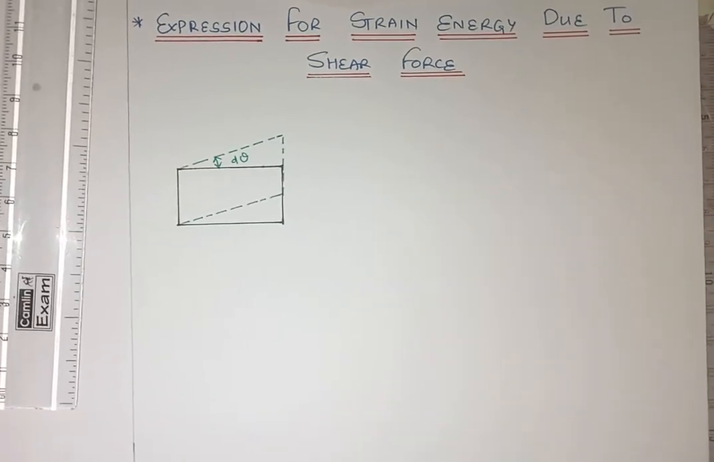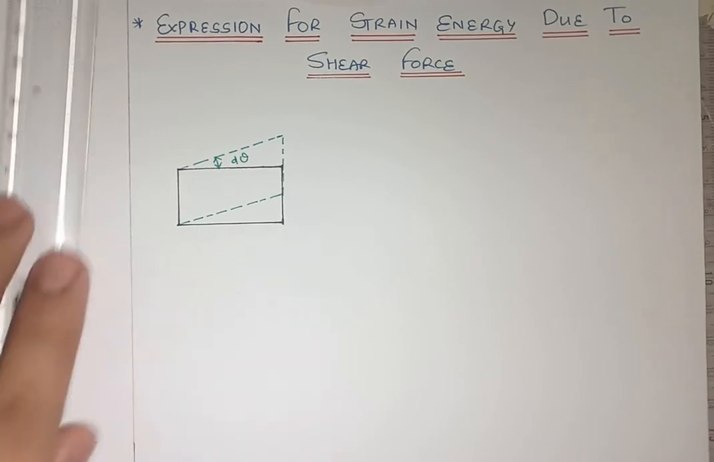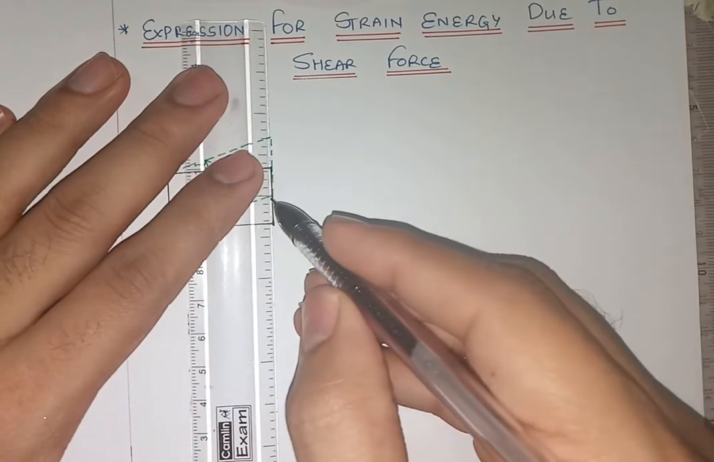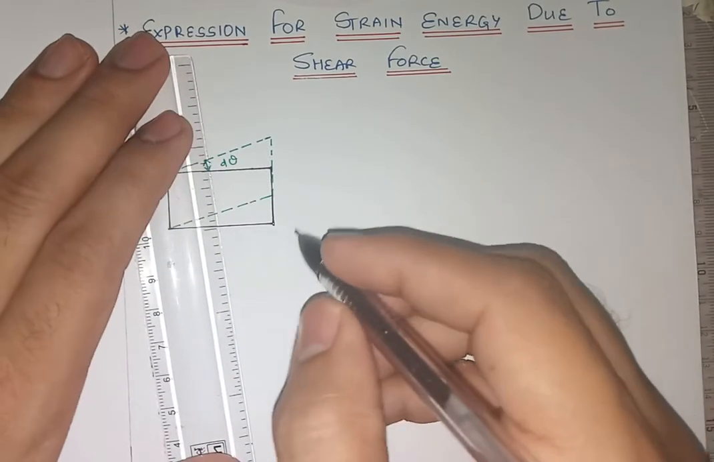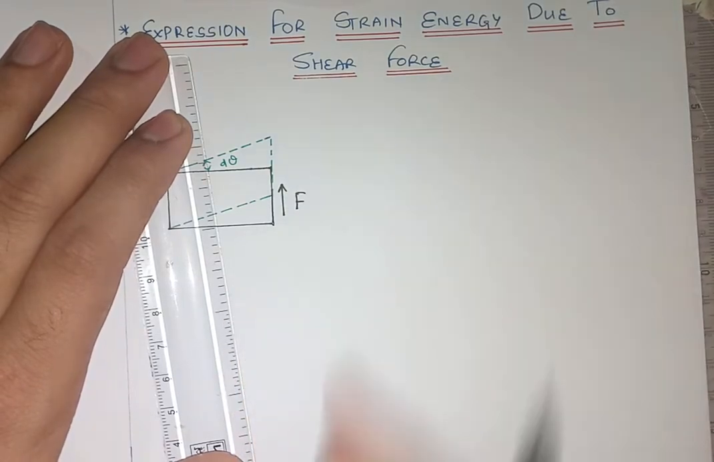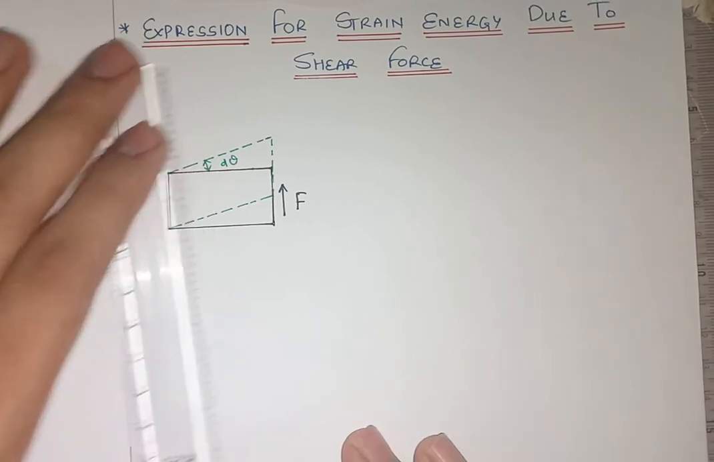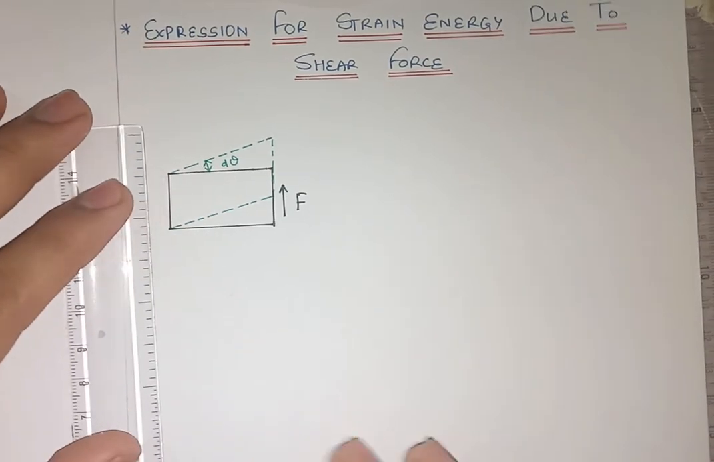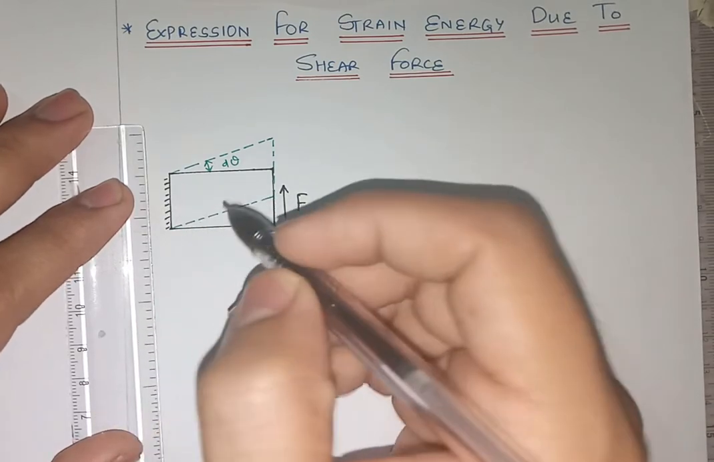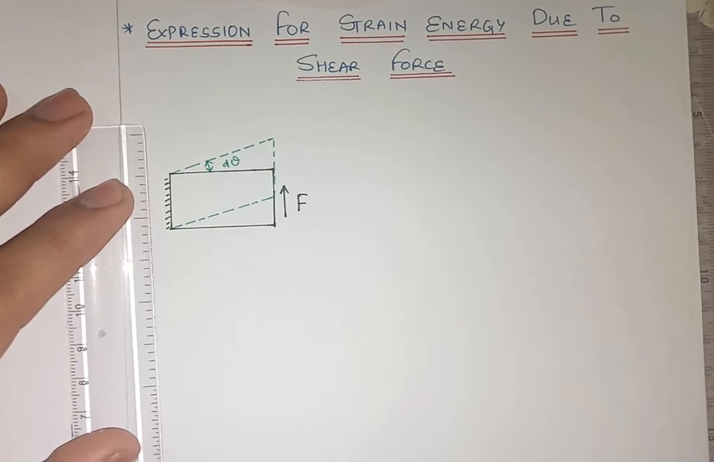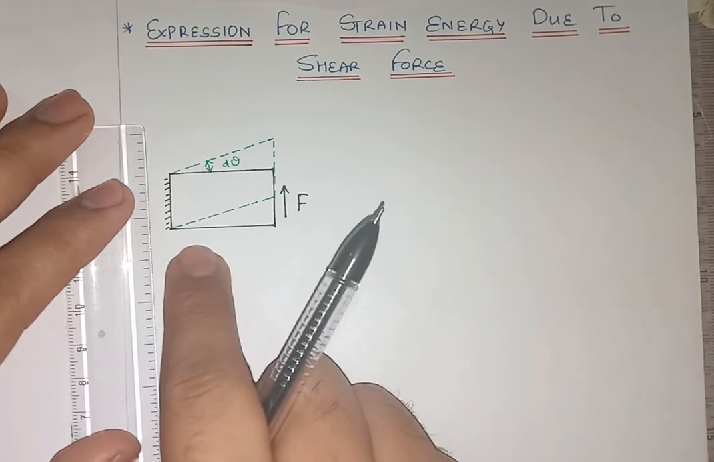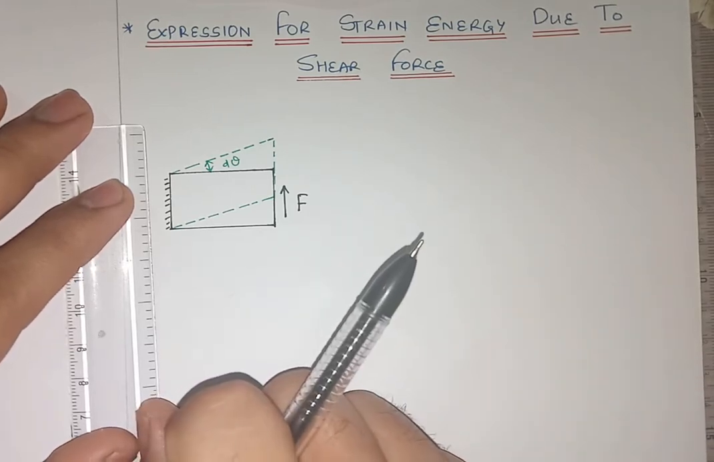Okay, so let me consider a rectangular element, right? And let us say then on this surface, I'm going to apply certain shear force, say F, along the vertical surface. So what will happen if you just keep this as a fixed one, right? If you are keeping this as fixed, then the new shape or the deformed shape of the element will be as shown in the green colored ink, right?